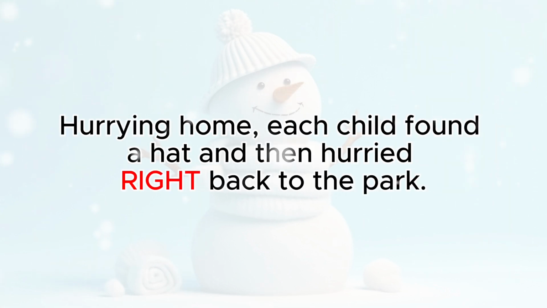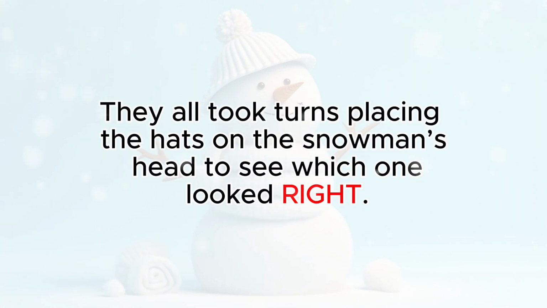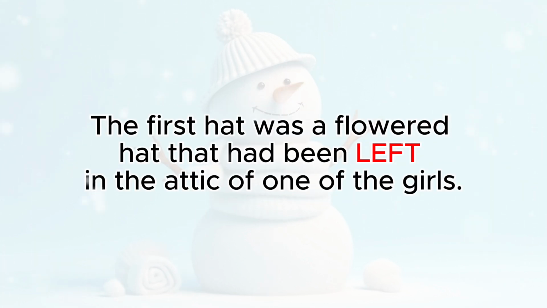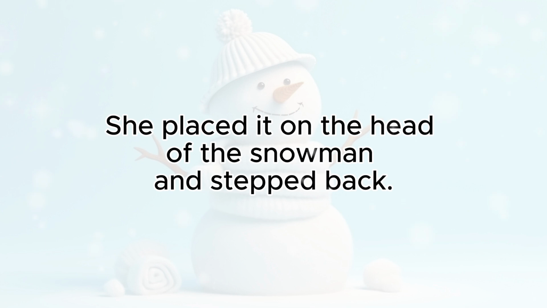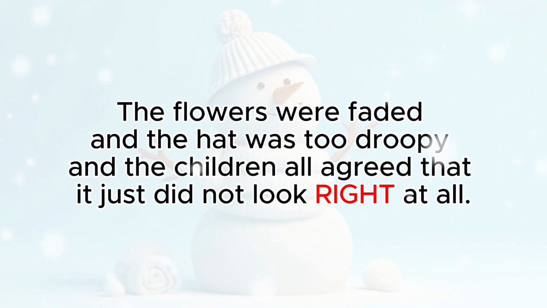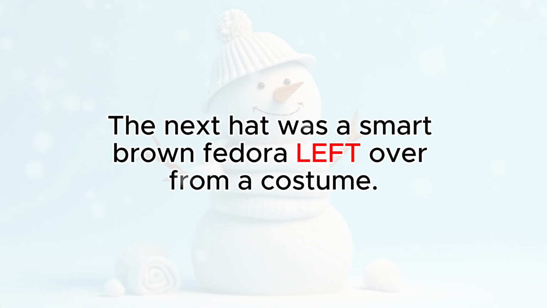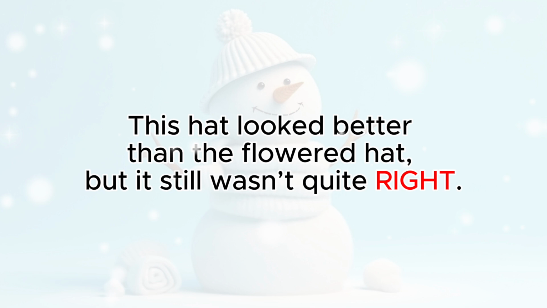A hat. Hurrying home, each child found a hat and then hurried right back to the park. They all took turns placing the hats on the snowman's head to see which one looked right. The first hat was a flowered hat that had been left in the attic of one of the girls. She placed it on the head of the snowman and stepped back. The flowers were faded, and the hat was too droopy, and the children all agreed that it just did not look right at all. The next hat was a smart brown fedora left over from a costume. This hat looked better than the flowered hat, but it still wasn't quite right.